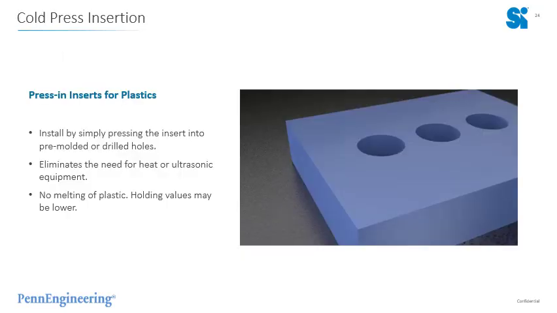And this brings us to our last installation method, the cold press insertion. Again, we press these inserts into pre-drilled, pre-molded holes. It eliminates the need for any heat or ultrasonic equipment. There's no melting of the plastic involved, but keep in mind this is the least effective as far as insert performance for pull out and torque out. It's also the least expensive, and this insert can be installed with a standard arbor press, similar to our PEM clinch fastener.